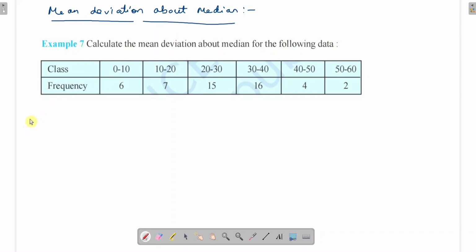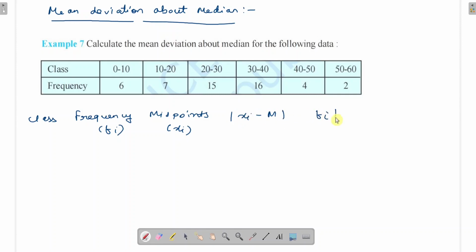So the entries in the table will be as follows: class, frequency, which is denoted by Fi. Then we have the midpoints, that is denoted by xi. Then we have here modulus of xi minus m, and then we have Fi modulus of xi minus m. Okay. So let us divide this by lines here.